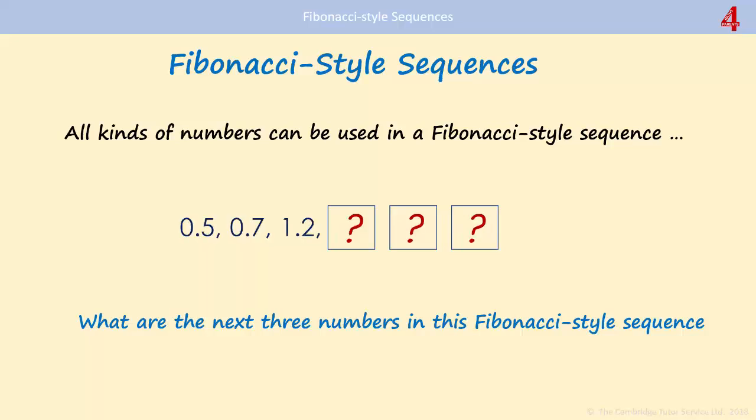You could get decimal numbers. So 0.5, 0.7, 1.2, same thing. Add the last two terms. 0.7 add 1.2, that's 1.9. 1.2 add 1.9 is 3.1. 1.9 add 3.1, that's 5.